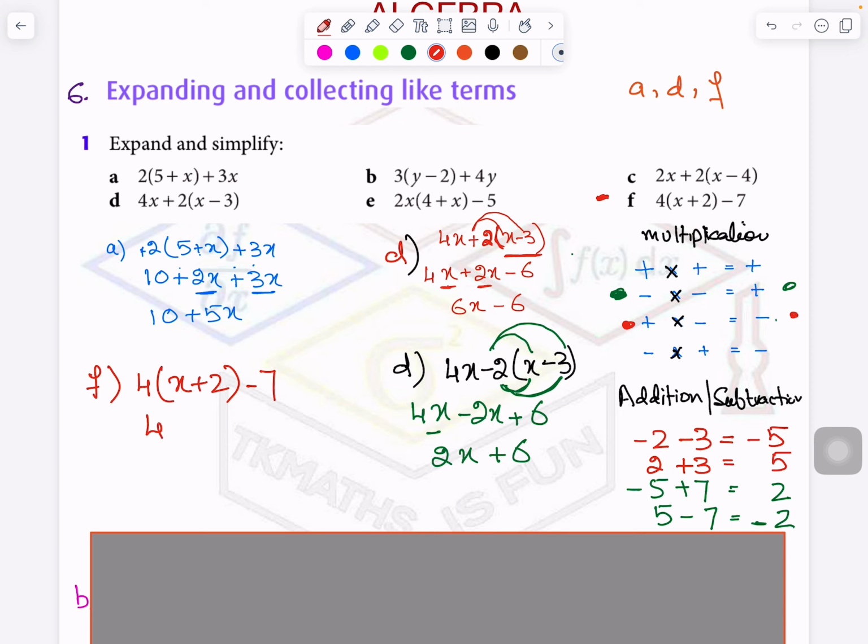4 times x is 4x. 4 times 2 is 8. Sign will remain plus because both are plus, minus 7. Okay. So 4x plus 1 because 8 minus 7 is 1.